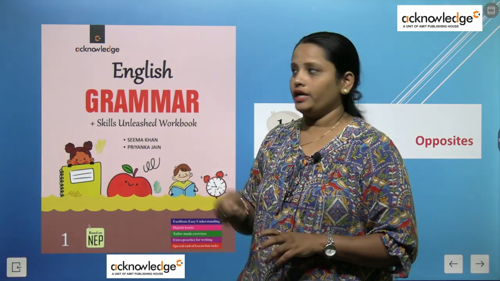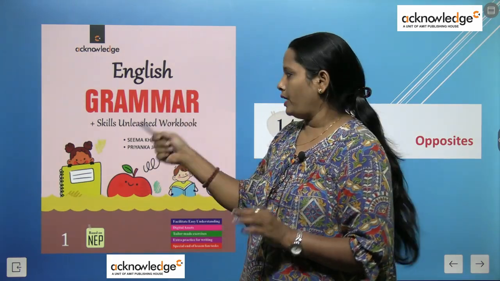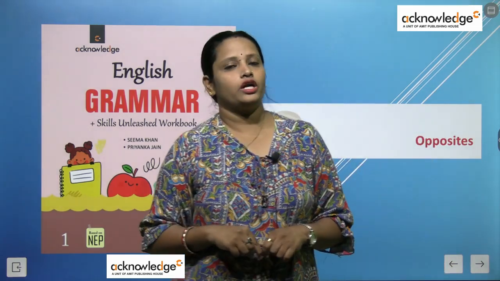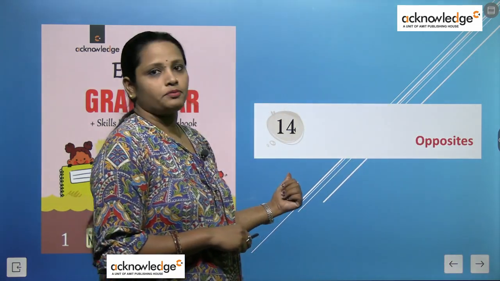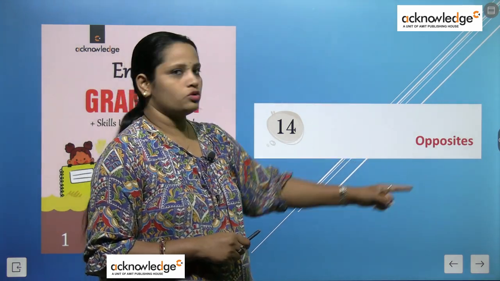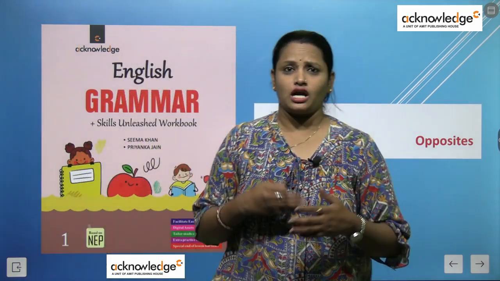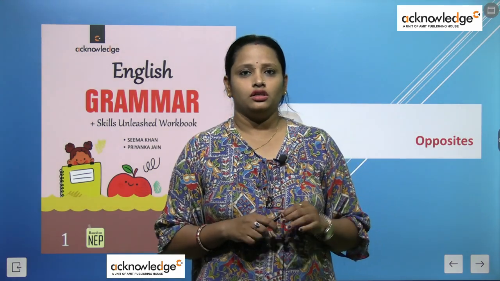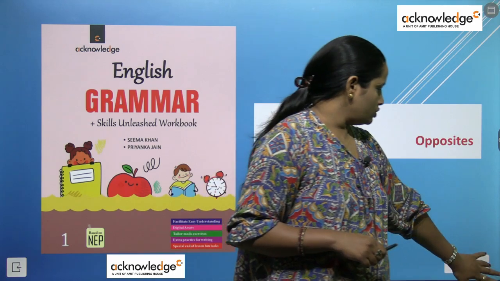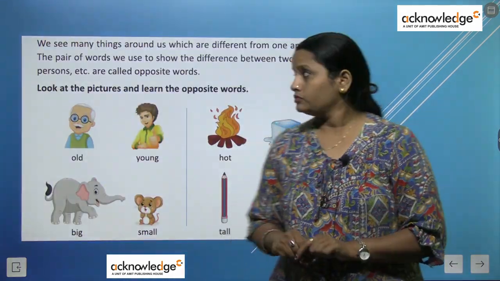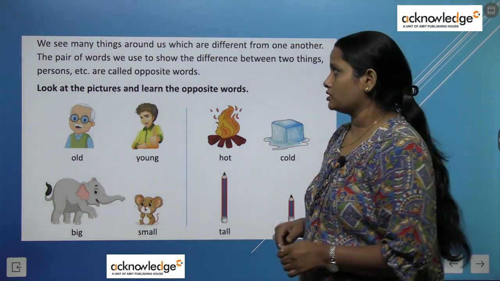This is a book, English Grammar Plus Skills Unleashed workbook. And today we are going to do chapter 14, and the name of the chapter is Opposites. We have already learned what opposites are, but in this chapter we are going to learn more opposite words and some new words. Let's begin with the chapter.